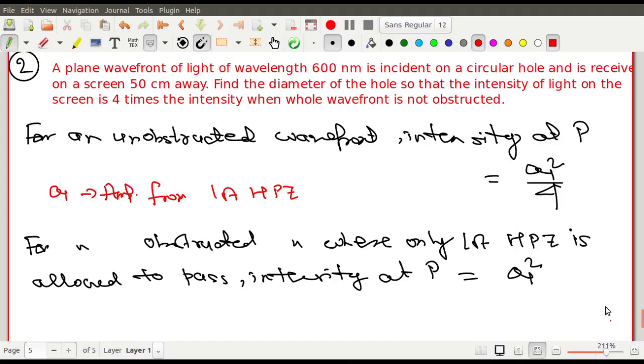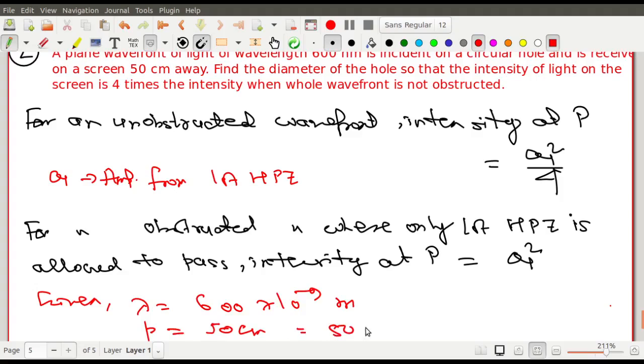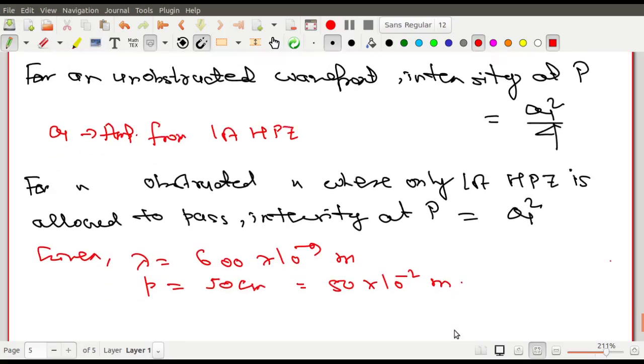Got my point? Now see what story it has given: a plane wavefront is incident and is received on a screen 50 centimeter away. So I write the given parameters: lambda is 600 nanometer, which is 600 into 10 to the power minus 9 meter. The screen distance P is 50 centimeter, which is 50 into 10 to the power minus 2 meter. Find the diameter of the hole so that the intensity is 4 times of this one.